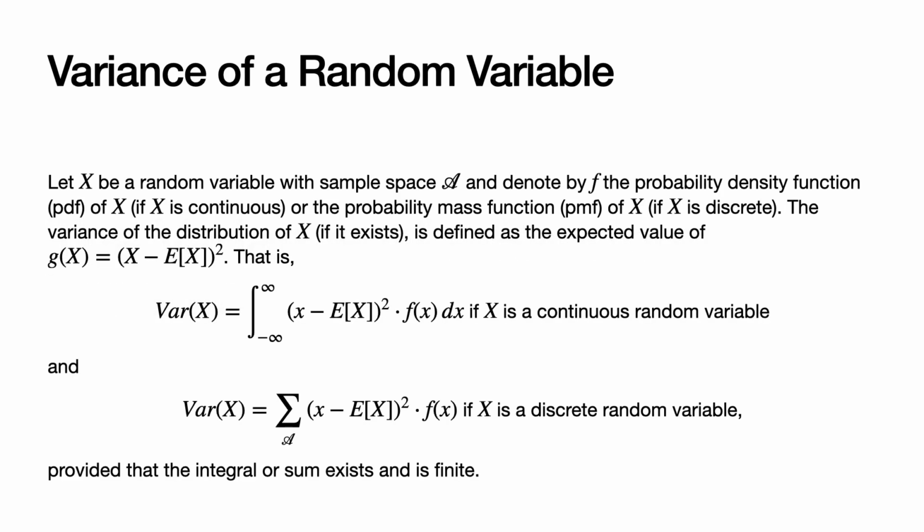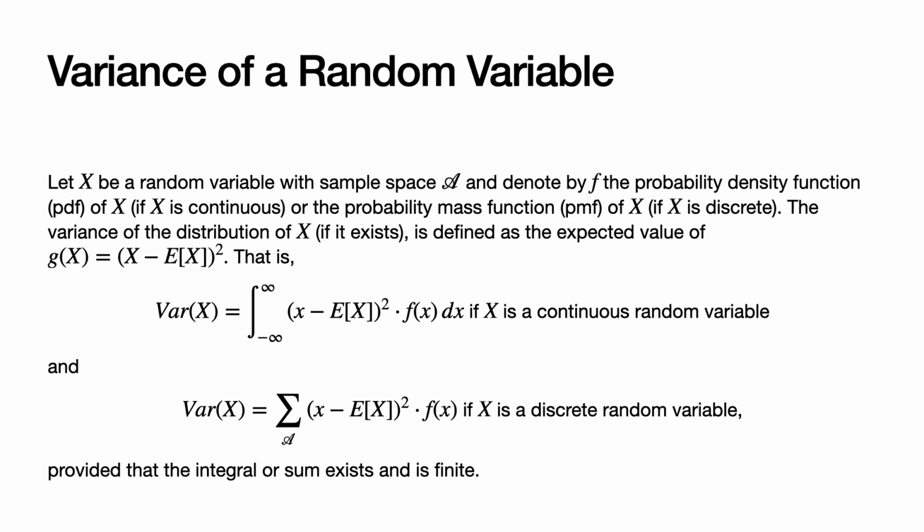The next characteristic of a distribution is the variance. So again, let X be a random variable with sample space script A, and denote by lowercase f the PDF of X if X is continuous, or its PMF if X is discrete. Then the variance of the random variable X, or equivalently, the variance of the distribution of X, if it exists, is defined to be the expected value of the function g of X equal to the square of the difference between the random variable X and its expected value.